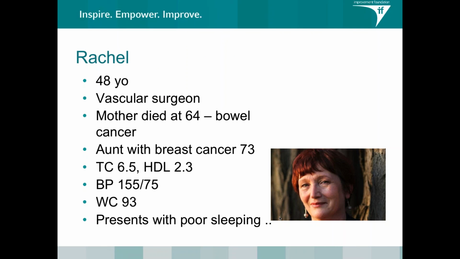And of course there's ages and stages. So we have Rachel. She's a 48-year-old vascular surgeon. Her mother died of bowel cancer. Now, we do ask for the common cancers on our questionnaire when people first come in. She had an aunt with breast cancer. She's got a total cholesterol of 6.5, that's moderately high. A blood pressure that's high. She's overweight with a waist circumference of 93, and comes in with poor sleeping.